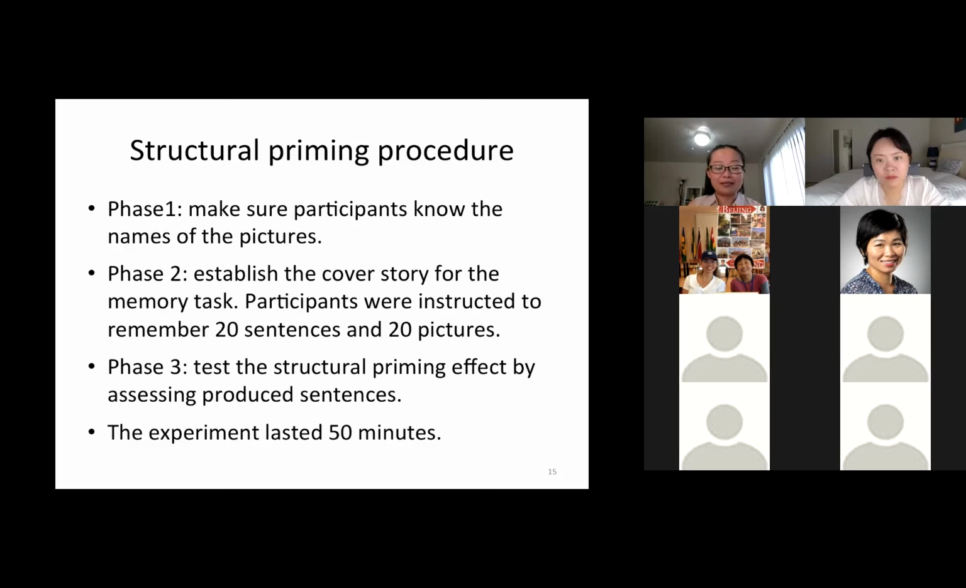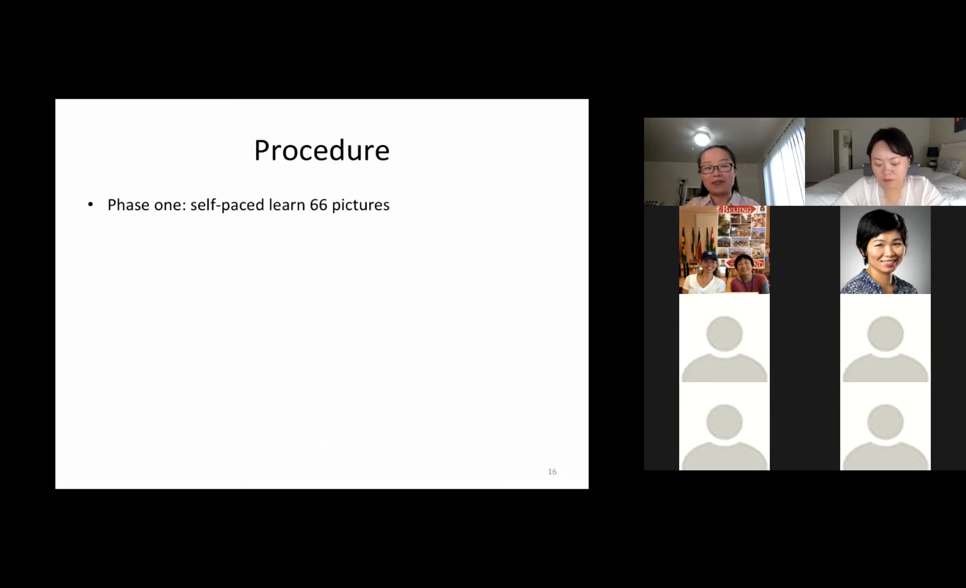Here is an example of the procedure. It might be easier to understand the experiment. In phase 1, participants self-paced learn 66 pictures. Here are some examples. First, they see a picture and there is a name of the picture on the screen.